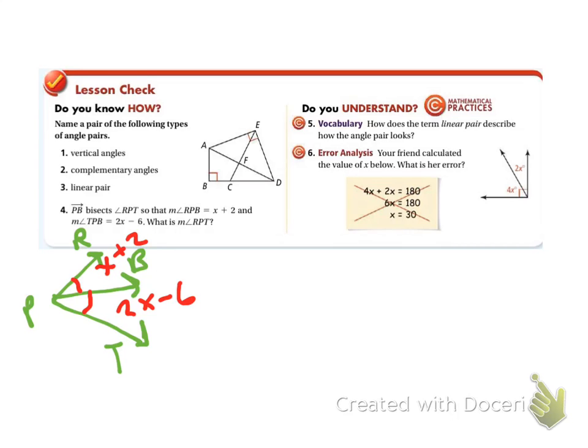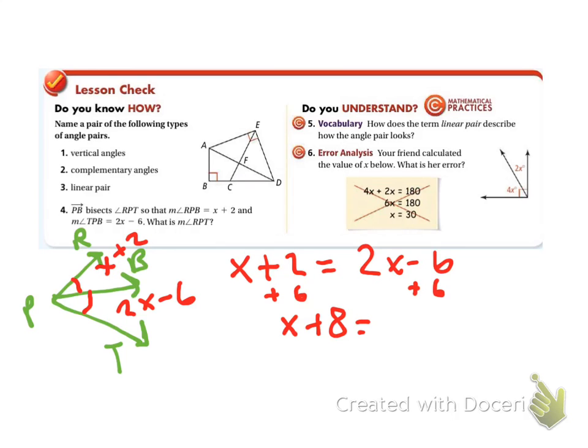Well, I know those two angles must be equal since PB bisects it, so I can set them equal. So x plus 2 is equal to 2x minus 6. I'll add 6 to both sides. X plus 8 equals 2x. Subtract an x, I get 8 is equal to x.